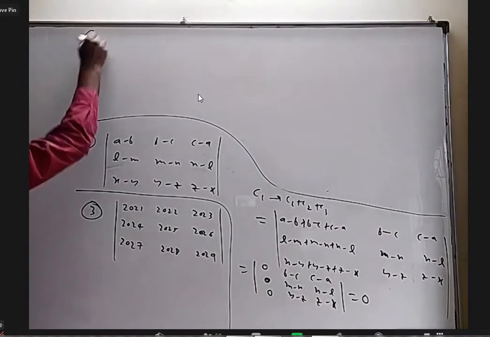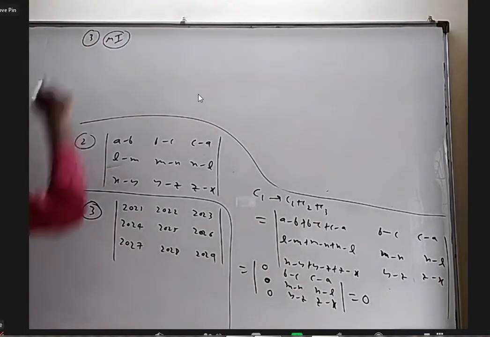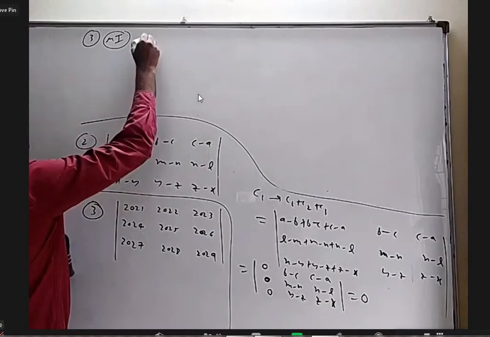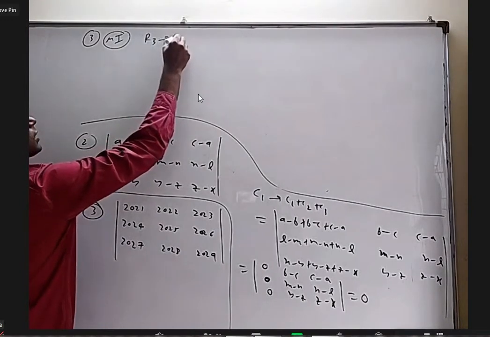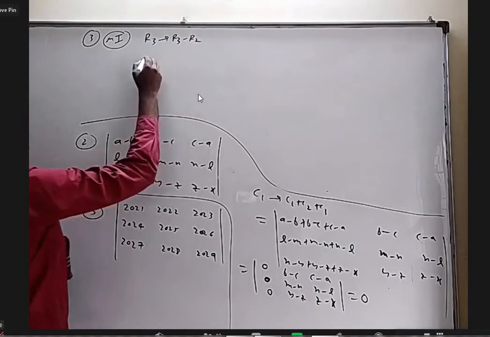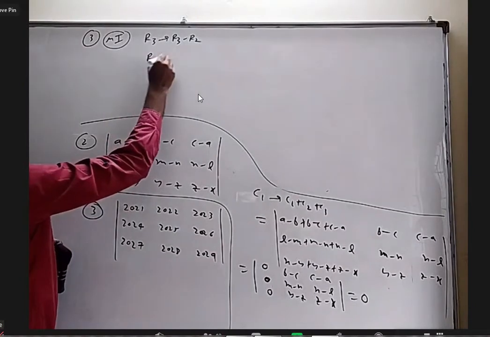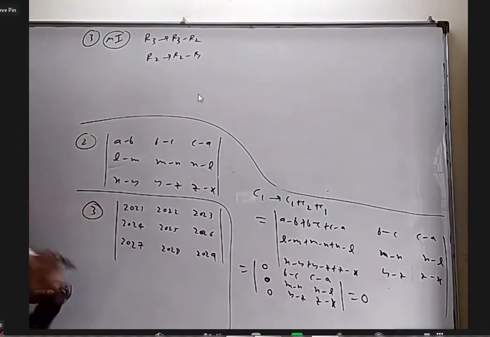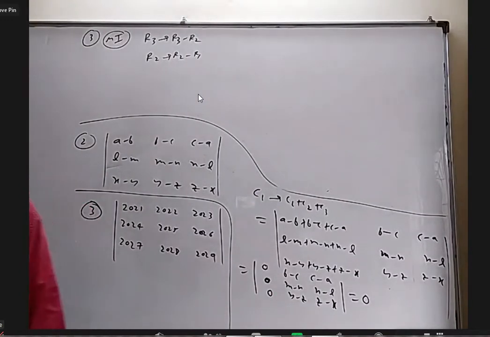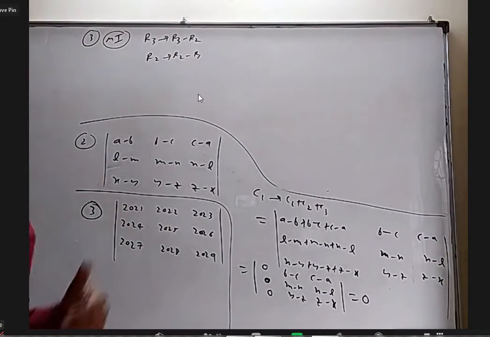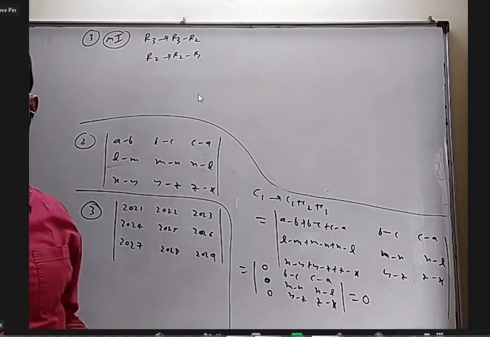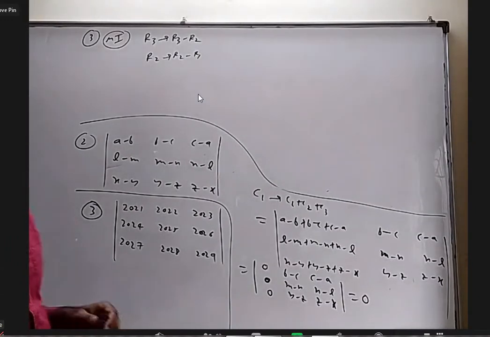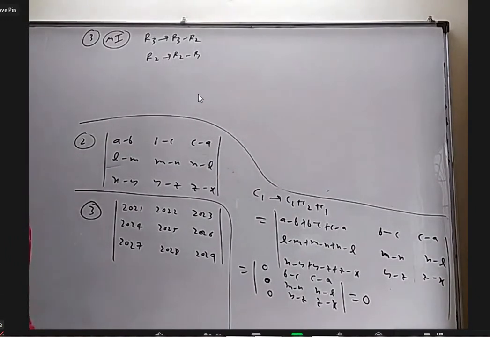Third question you can do in different methods. I want to do first R3 as R3 minus R2 and R2 as R2 minus R1. One may ask, in one step can I do two operations? Yes, but as long as they don't contradict each other.